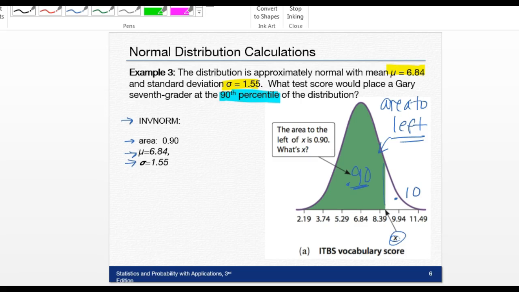So what you would show me in your work was number 1, the drawing, right, with mu labeled and the areas shaded. Number 2, you would show me that you used inverse norm and the 3 pieces of information, the area, the mu, and the 1.55 sigma. Okay, so this is step 2. And what do I get when I do that? Let's see.